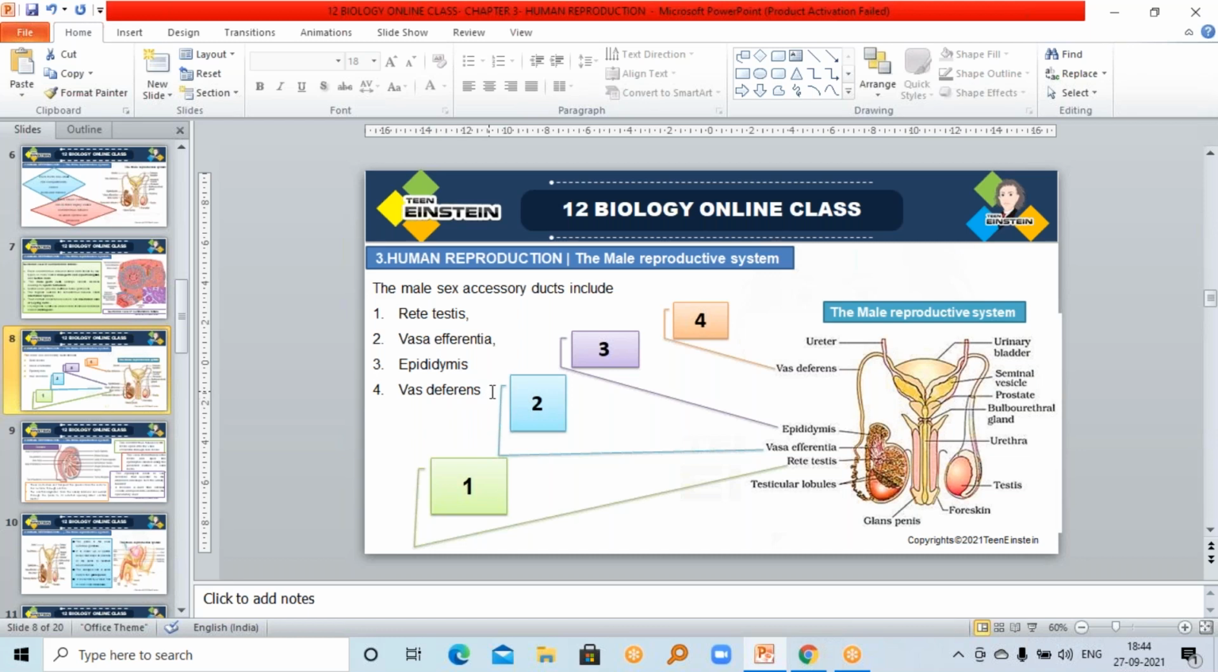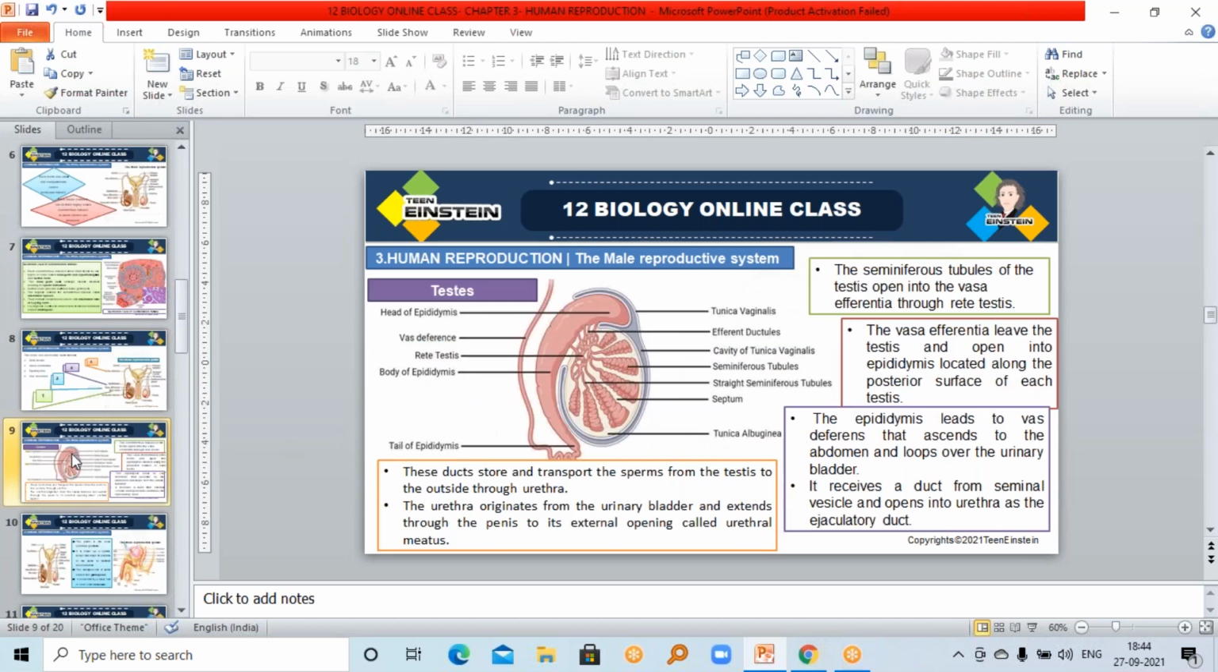So the male sex accessory ducts include rete testis, vasa efferentia, then epididymis, then vas deferens. Okay. Here in this picture you can see very clearly the sex accessory ducts of the male reproductive system. Rete testis. Here you can see this is the enlarged view of the testis, and rete testis you can see here.